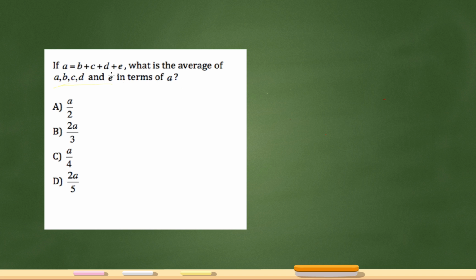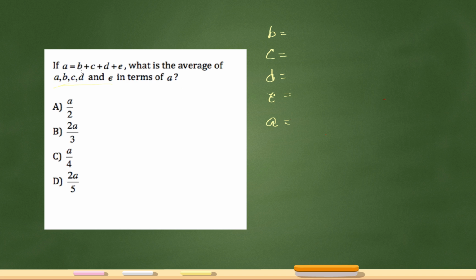If you remember from one of our original strategies, the three main strategies, if there's variables in the question and variables in the answer, you can make up numbers. So that's exactly what I'm going to do here. I'm going to assign some numbers or some values to these variables, and we're going to take it from there. So B, C, D, and E. I'm going to make up a number for each one of these variables.